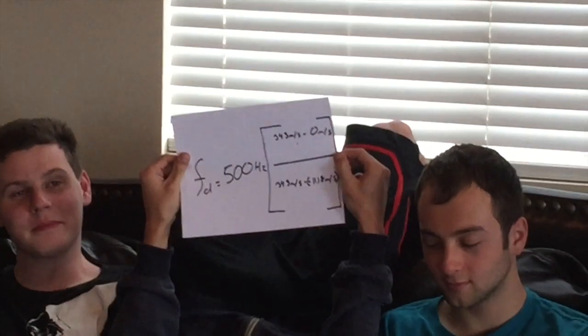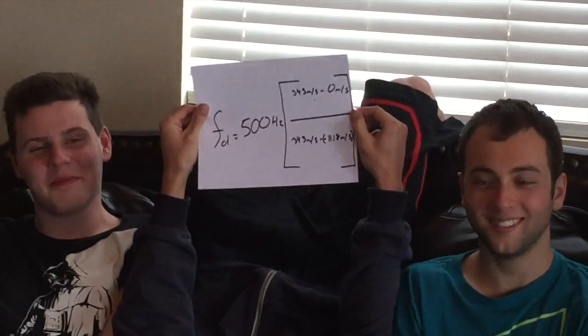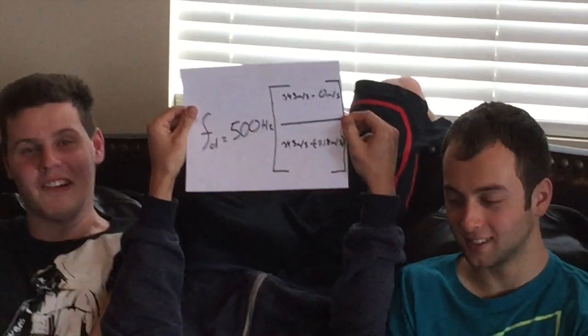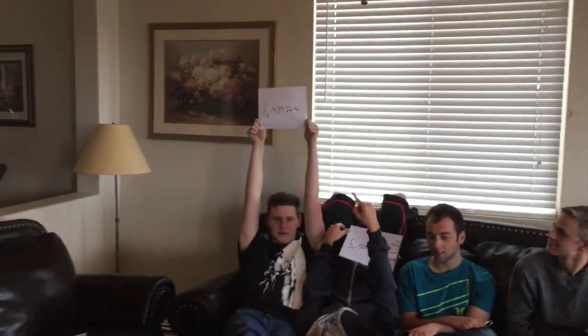Let's plug these values into the equation. After plugging those values into the Doppler effect equation, we get frequency of the detector equals 500 hertz times 343 meters per second minus 0 meters per second over 343 meters per second minus negative 11.18 meters per second. And the answer is 484.22 hertz, as our friend Robert is showing us.